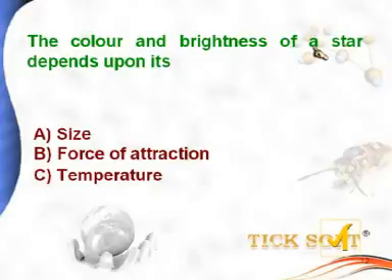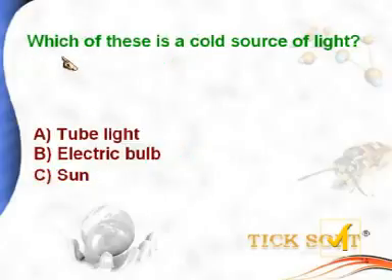Color and brightness of a star depends upon its, the options are option A, size, option B, force of attraction, and option C, temperature. See, the star's color and its brightness depend upon the temperature. Okay, so as the temperature decreases and increases, the brightness of the star decreases and increases. So the option C, temperature, is the answer.